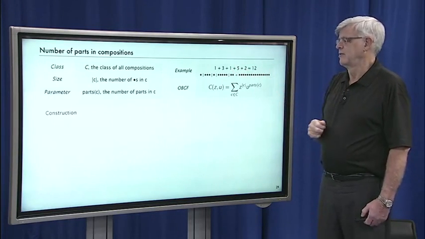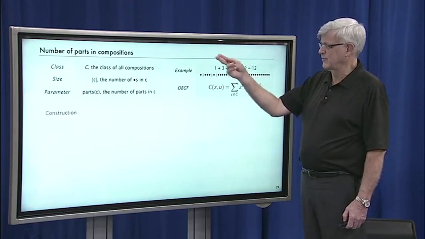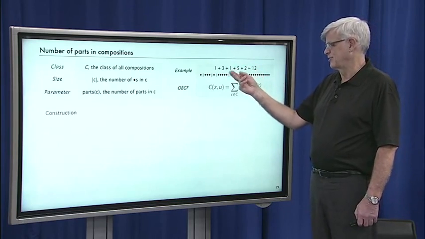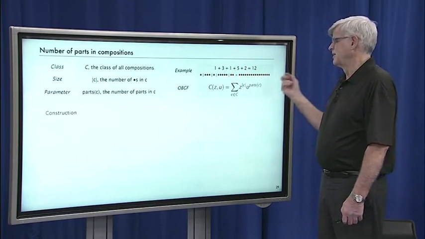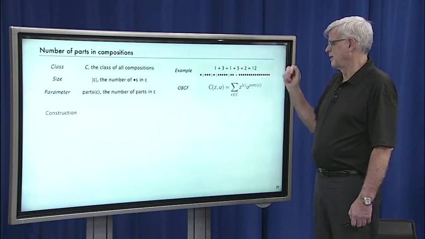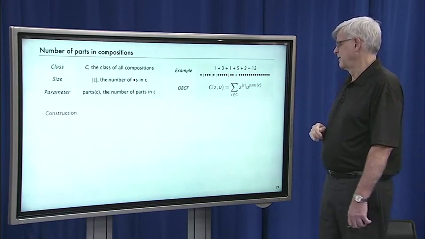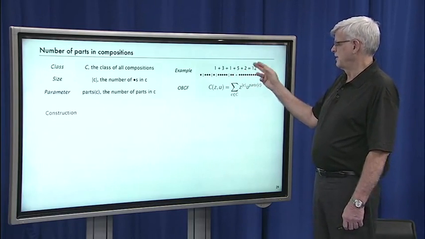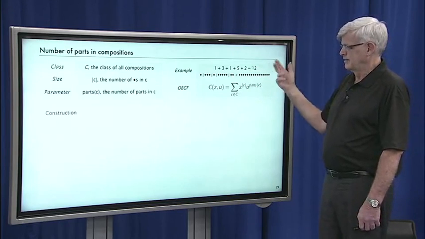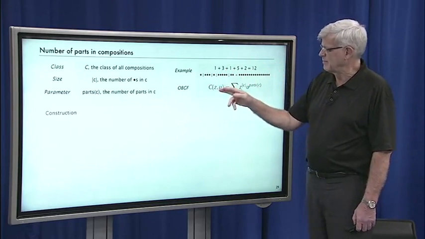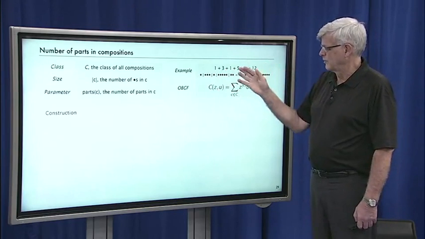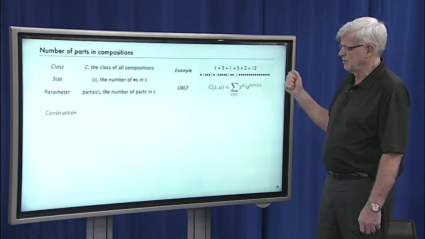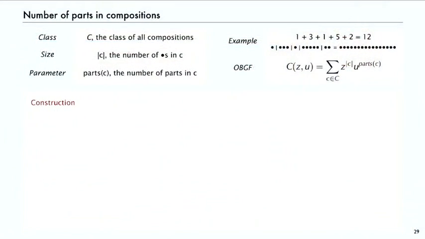Okay, so here's the definitions. We're interested in the class of all compositions. And recall that we can write compositions as the number in unary and just put a bar to indicate the division into a sum. So 12 could be 1 plus 3 plus 1 plus 5 plus 2, and that's an example. But now our parameter is the number of parts. So we have an ordinary bivariate generating function, z to the c times u to the number of parts in c.